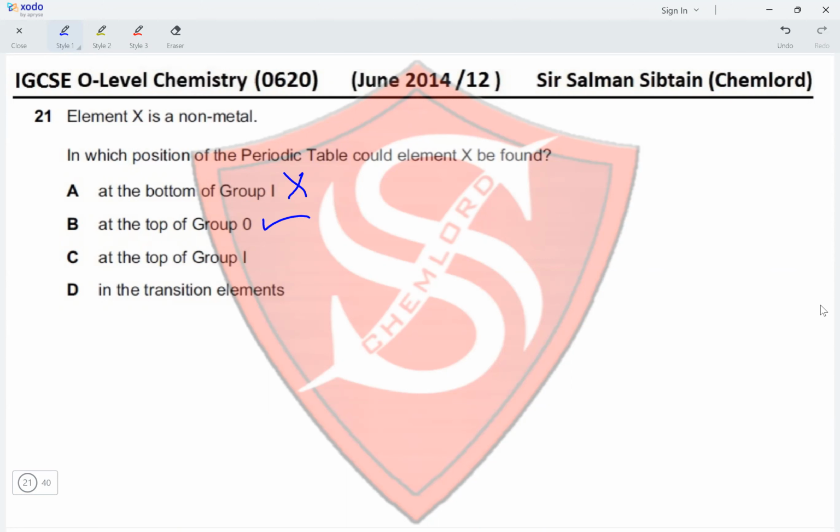Next, at the top of group 1, we would find lithium, which is also a metal because all group 1 elements are metals, so incorrect. In the transition elements, all transition elements are metals, eliminating options A, C, and D, and making option B the correct option for this question.